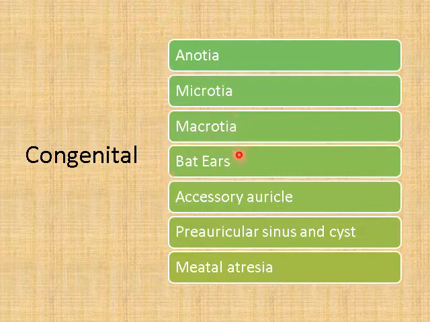What about the bat ears? The bat ears are prominent ears. Another congenital anomaly is the accessory auricle, preauricular sinus and cyst, and finally the atresia of the external auditory canal, what we call congenital meatal atresia.